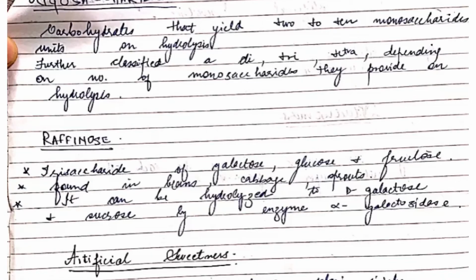A very common example of an oligosaccharide is raffinose. It is a trisaccharide of galactose, glucose and fructose. It is found in beans, cabbage and sprouts. It can be hydrolyzed to D-galactose and sucrose by the enzyme alpha-galactosidase.